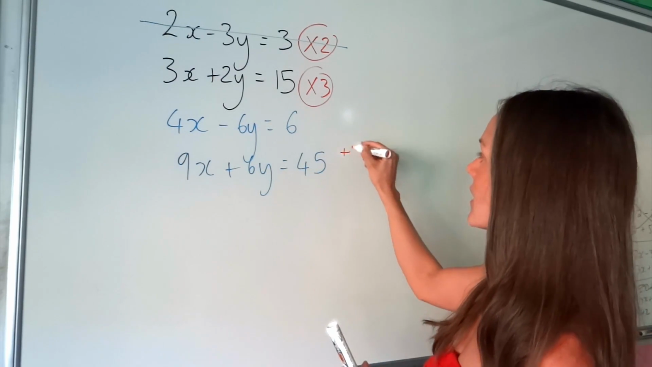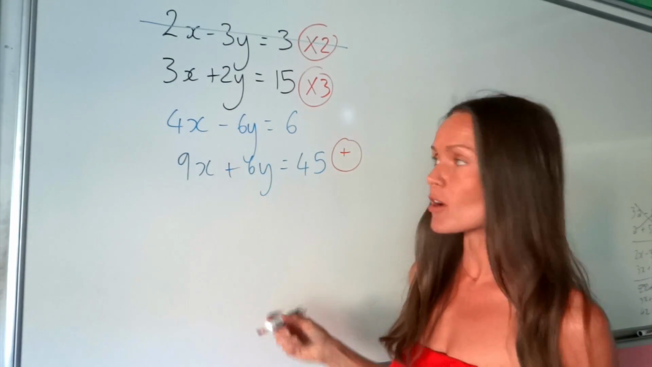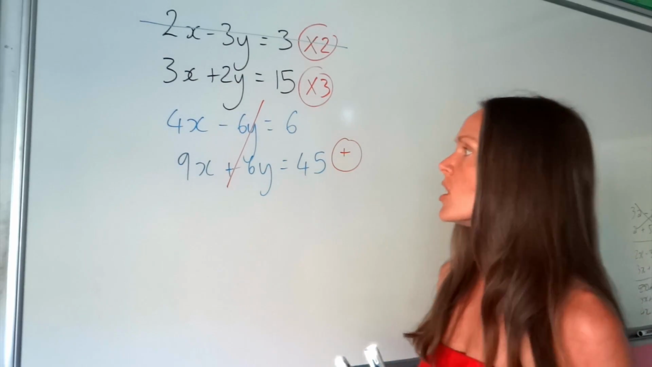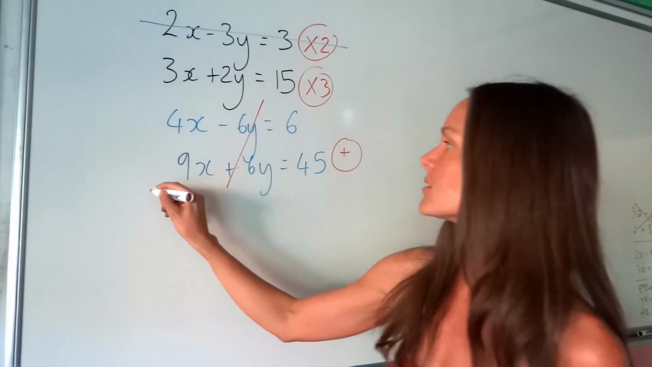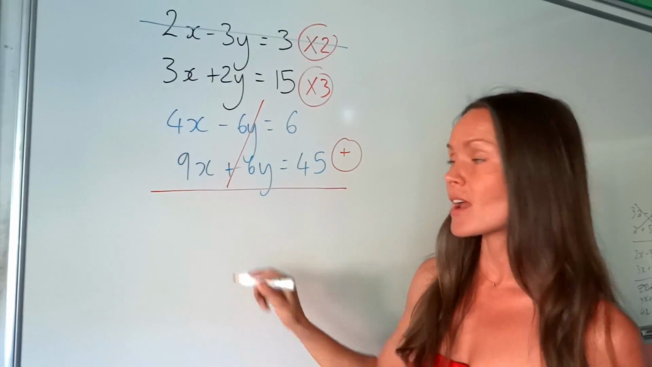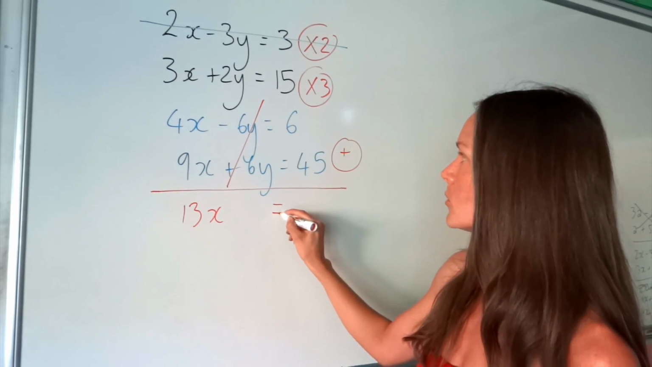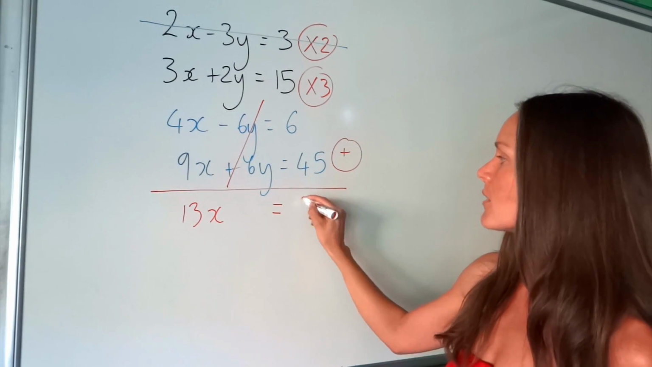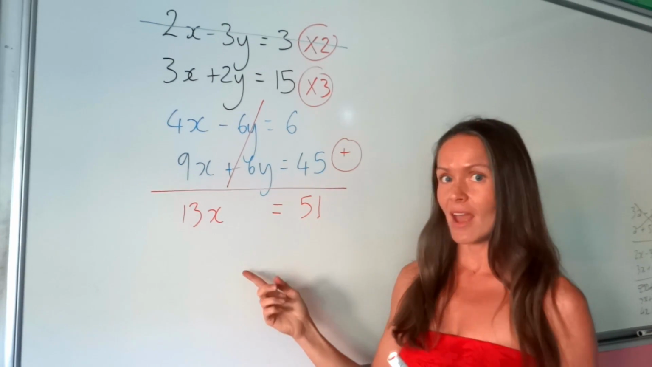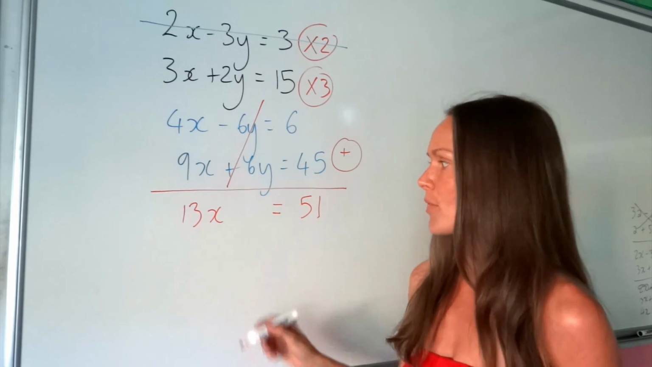Well, if I add them, negative 6y plus 6y is 0, so it must be add. If I subtract them, nothing cancels. So now I need to add everything else in those equations. So for the x terms, 4x plus 9x is 13x. The y's have disappeared, and now I've got my equals. 6 plus 45 is 51. So I'm solving this linear equation to find x. The opposite of multiplying by 13 is to divide by 13.